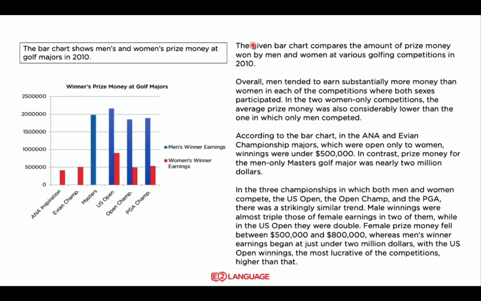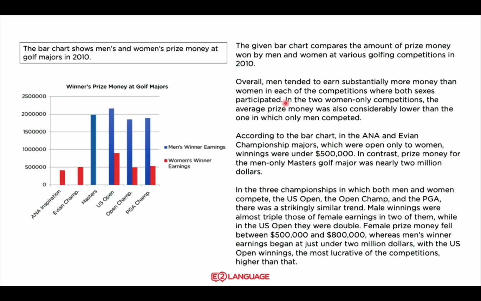The introduction, which is just a rewording of the prompt: The given bar chart compares the amount of prize money won by men and women at various golfing competitions in 2010. Then the overview. Overall, men tended to earn substantially more money than women in each of the competitions where both sexes participated. So that's these three competitions to the right of the graph.